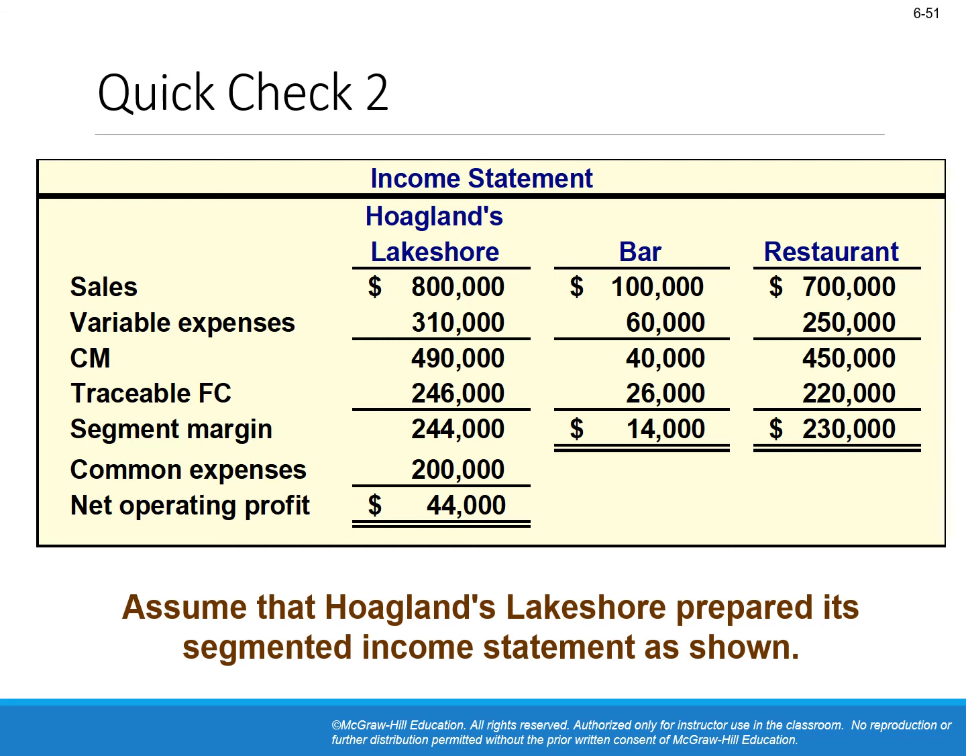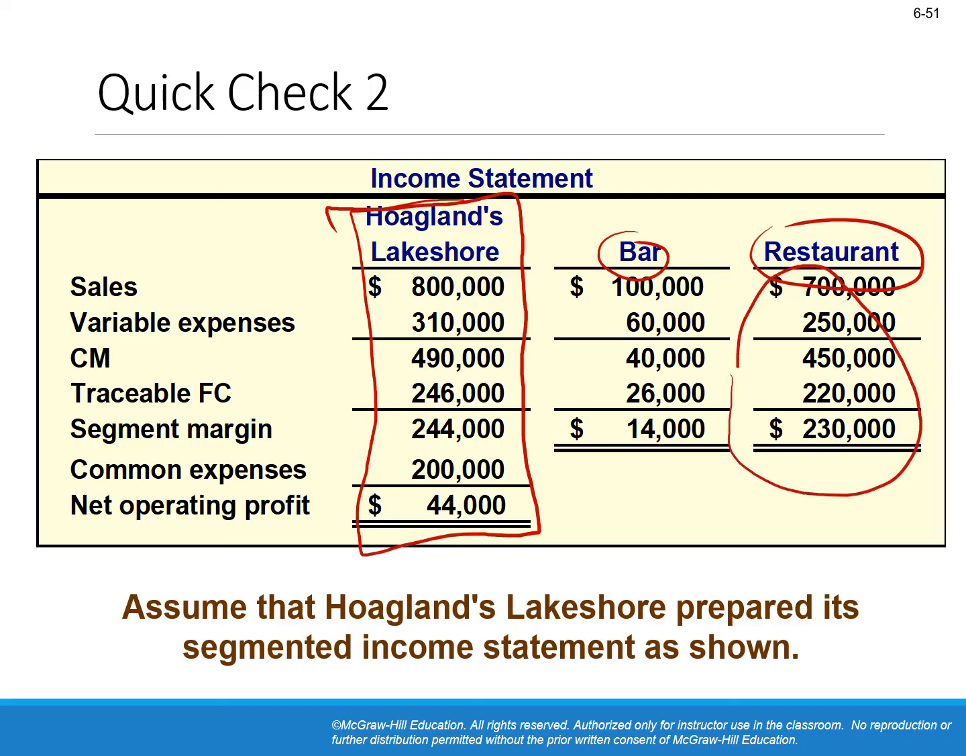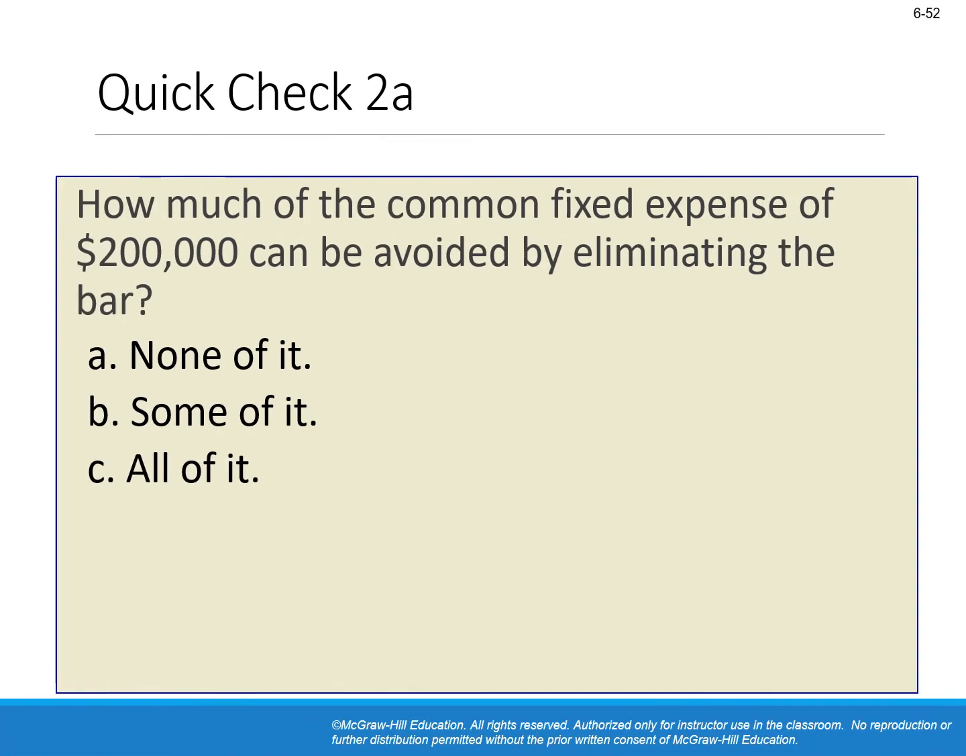So we have a company. They have a bar and a restaurant. And this is the full or the consolidated income statement for the company. Obviously the size of the restaurant and operating size of the restaurant is much bigger than that for the bar. You can tell from the revenues and the expenses, and of course net operating. How much of the common fixed expense of $200,000 can be avoided by eliminating the bar? We know that it's none of it because this is common. It's not traceable to any of the divisions.